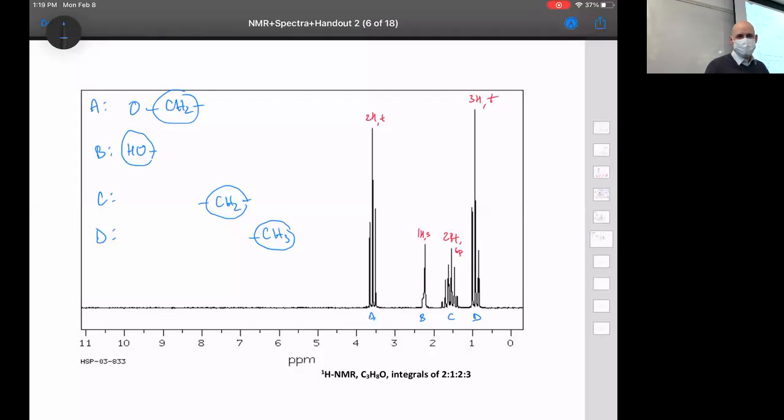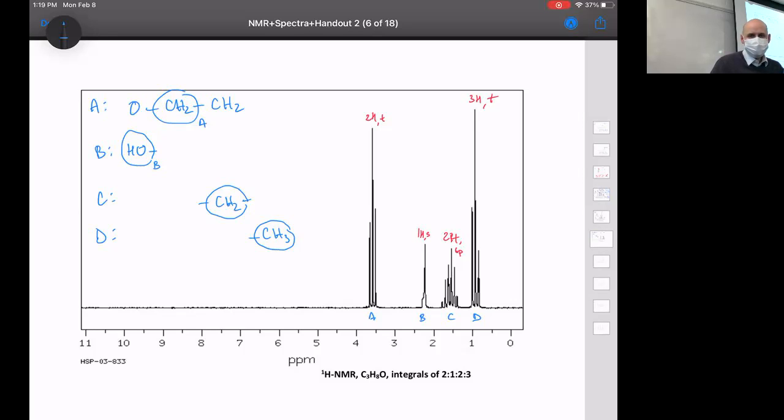So it's got to be that, which means that the 2 hydrogens would have to be on the other side. It's got to be next to a CH2. So this is our environment A. We already talked about B. It's got to be an OH since it's a 1H singlet, or it's very most likely an OH since it's a 1H singlet. Environment C integrates to 2, so it is a CH2.